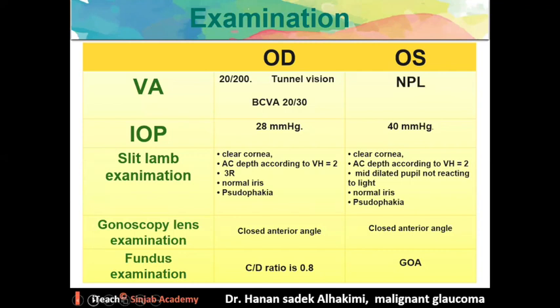The pupil was round, regular, reacting to the light in the right eye, while in the left eye it was mid-dilated, not reacting to the light. The iris was normal bilaterally with bilateral pseudophakia. Her gonioscopy showed a closed anterior angle, while the fundus examination showed the CD ratio to be 0.8 in the right eye, while there was glaucomatous optic atrophy in the left.